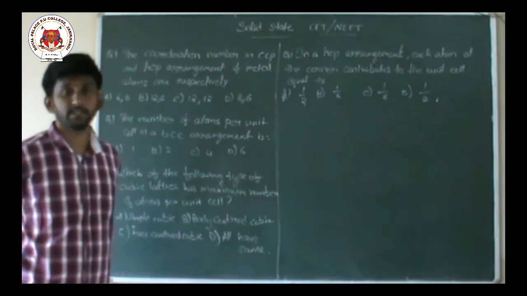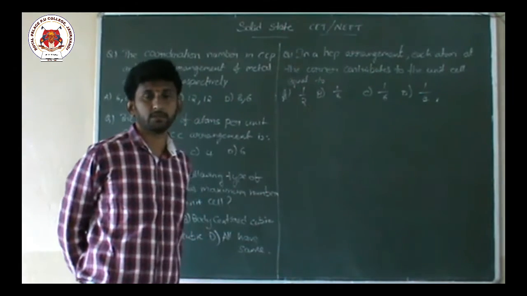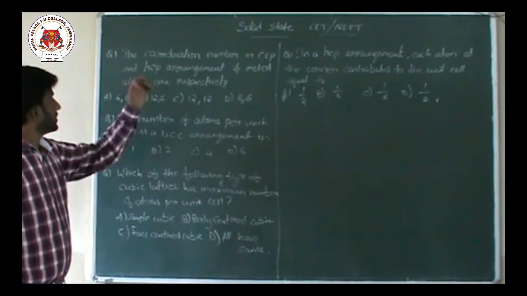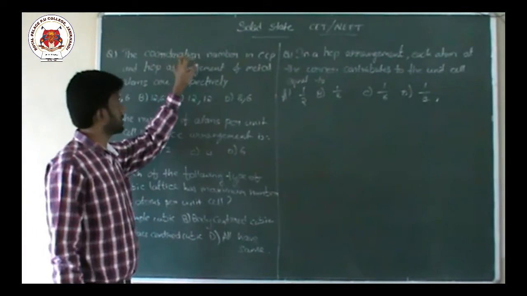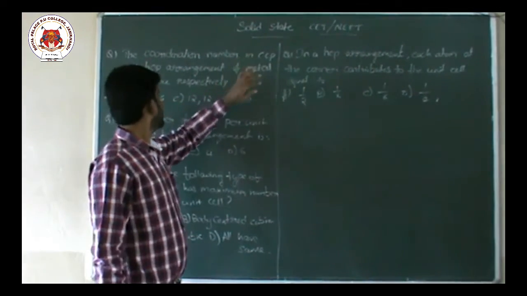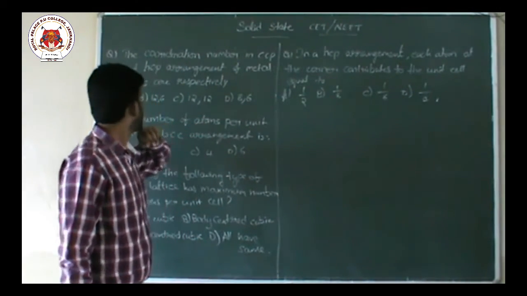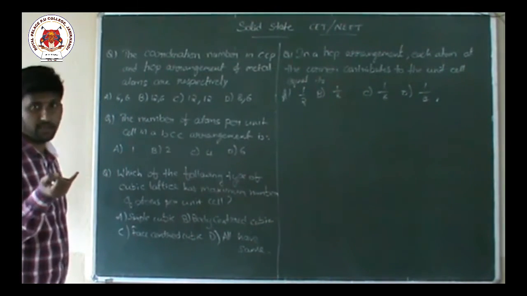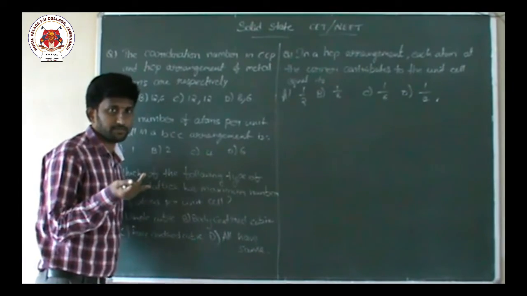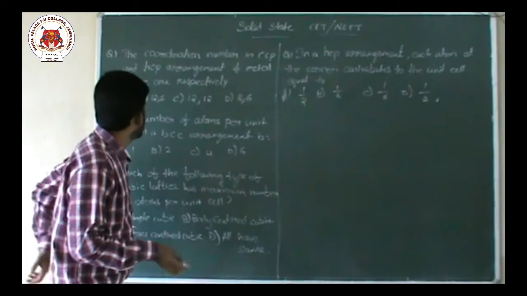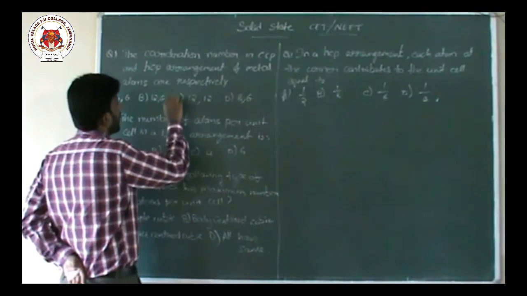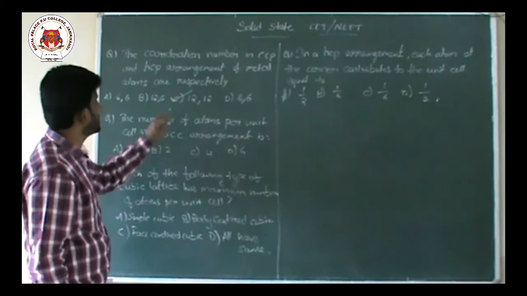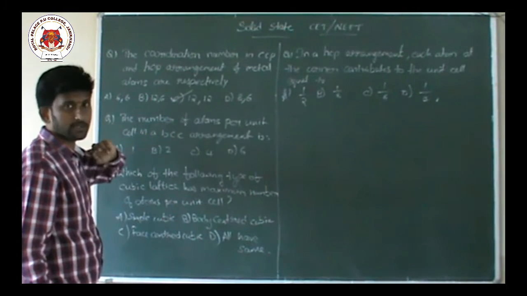In yesterday's class I discussed some CET questions with respect to the solid state chapter. We will continue with the same questions. The question: coordination number in CCP and HCP arrangement of metal atoms are respectively. It may be CCP or FCC or HCP. In all of them, the coordination number is 12. So CCP also 12, HCP also 12. So the answer is C.